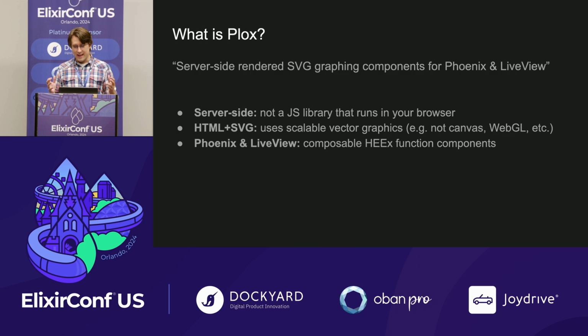Next, HTML and SVG, because Plox generates plain HTML and scalable vector graphics outputs. It doesn't use anything else like Canvas or WebGL or any other graphics rendering techniques. And finally, we say Phoenix and LiveView because it just means that it's built out of a set of composable HEEx function components for use in standard Phoenix apps or LiveView apps. Again, these are just standard HTML and SVG tags, so they're optimized for being served by Phoenix, and you get the powerful minimal live update diffs from LiveView if that's what you're using.